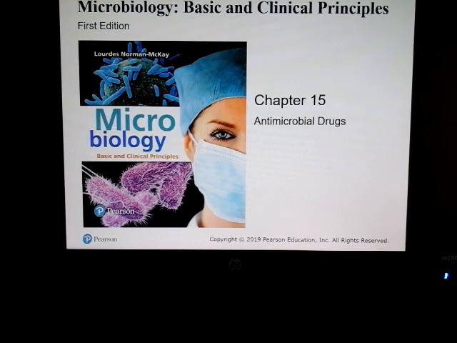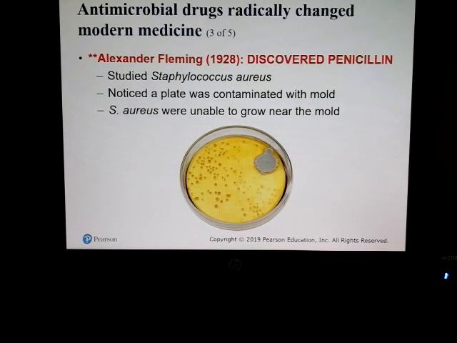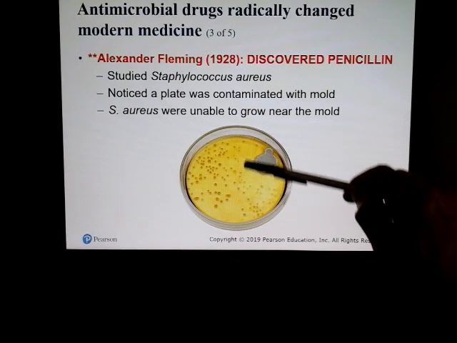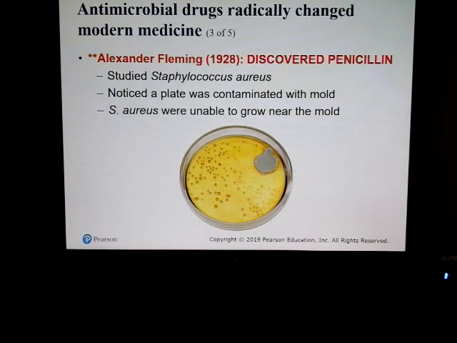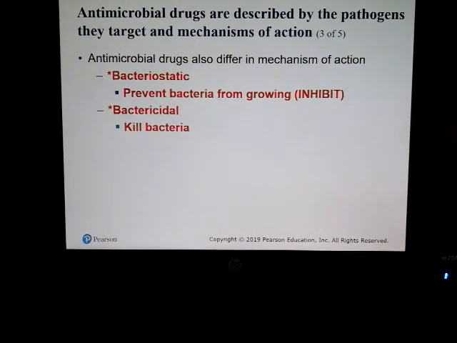Today we'll discuss antimicrobial drugs. So Alexander Fleming in 1928 discovered penicillin, and he was actually studying Staph aureus, and he noticed that there's some contamination in the plate with mold, and the area around the mold here, which is clear, showed that something was being produced. So that started a whole lot of research into different types of antibiotics.